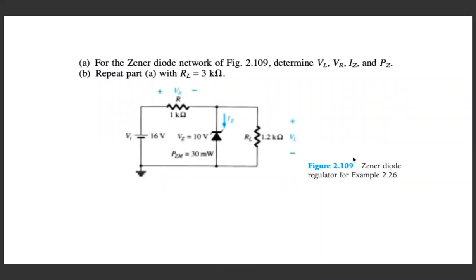So we discussed this numerical in the last lecture, where we found these values of VL, VR, IZ, and PZ. And in the B part, we replaced the load resistance with a different value, and then tried to calculate all these parameters. We observed that in both situations, the Zener diode was on in one state and off in another. So we can say that the value of load resistance has a lot to do with deciding whether this Zener diode will be on or off.